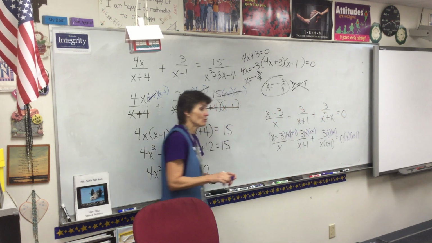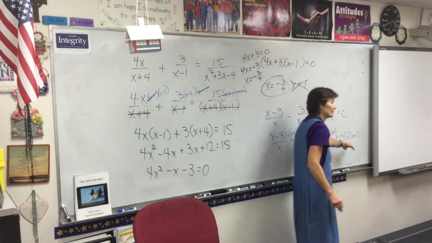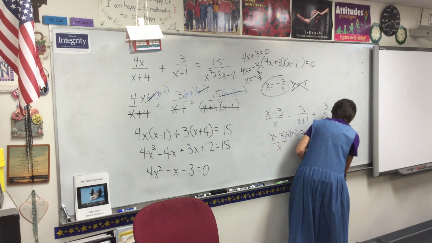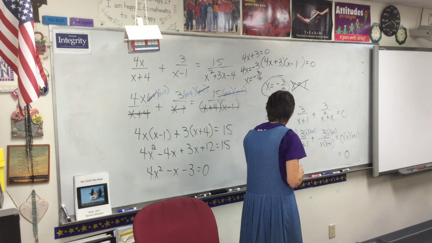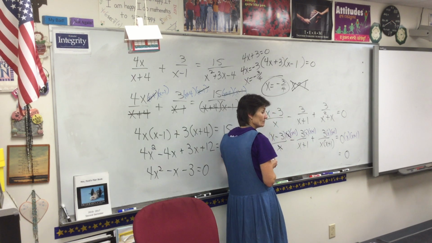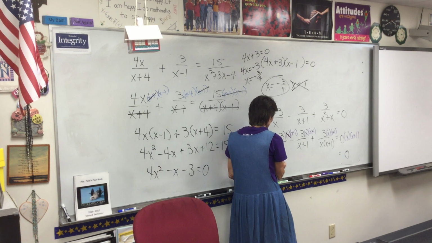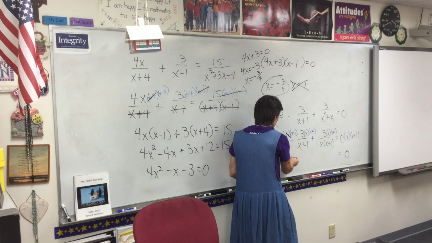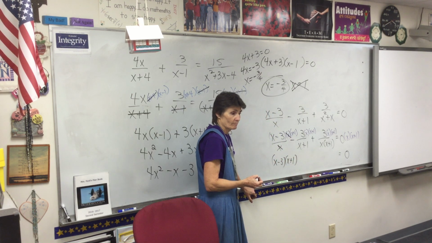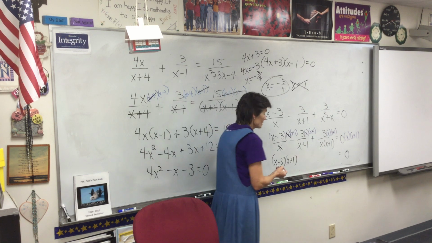Now, the good news is, what's 0 times anything? 0. So that's going to stay 0. I don't need to worry about that. And then over here, we're going to get some canceling. So that's going to cancel out, and it's going to leave me with X minus 3 and X plus 1. You still with me?